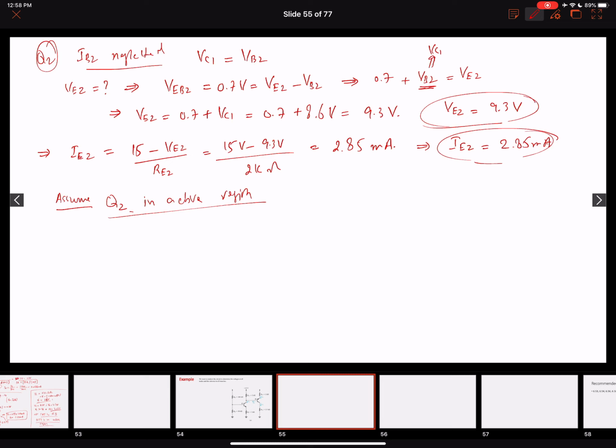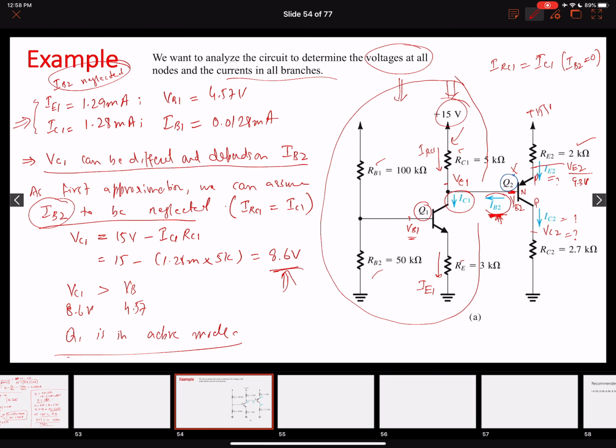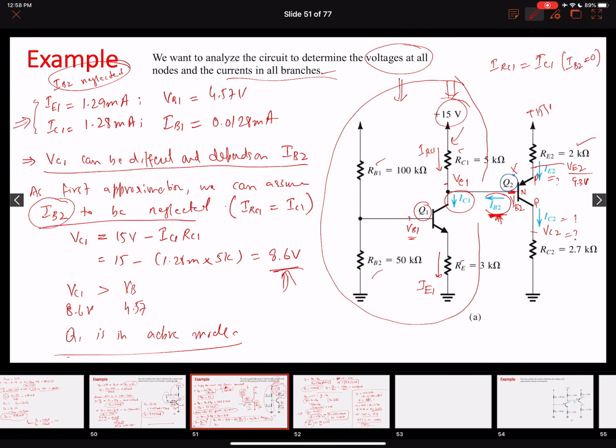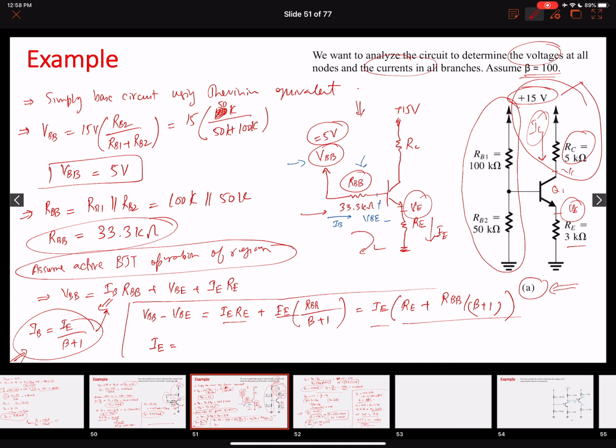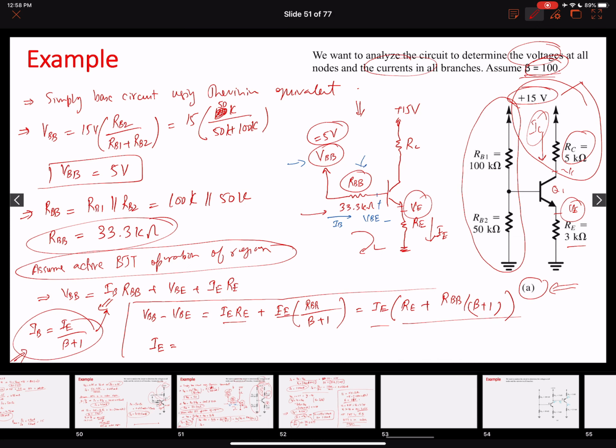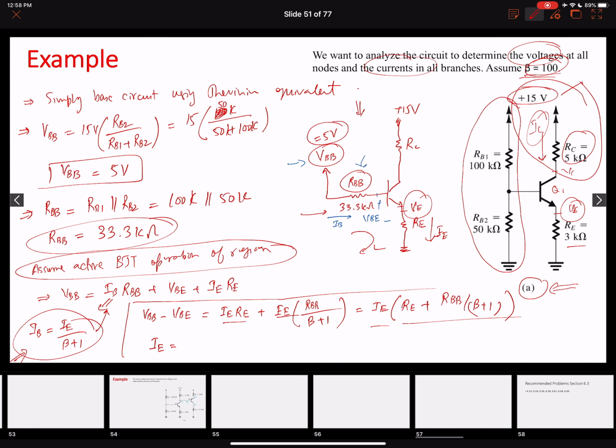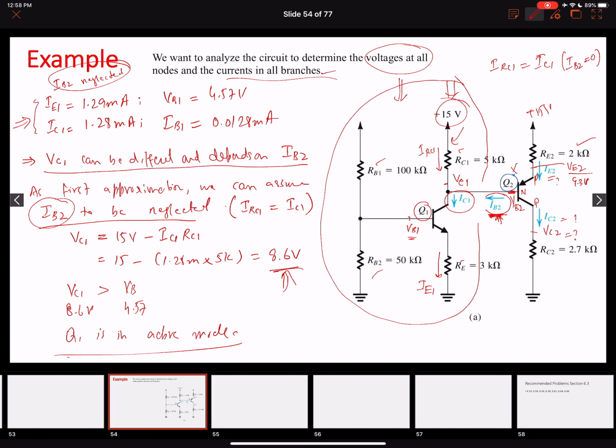So assuming Q2 to be in the active region, let's find the collector current. We know that collector current is equal to alpha times IE, so IC2 is alpha times IE2. Alpha was not given in this question since our circuit was the same. Let's see if it's given in the previous example. In the previous example, the beta was 100. So we can use the same value of beta here. It was not provided, so you can assume the beta value to be 100.